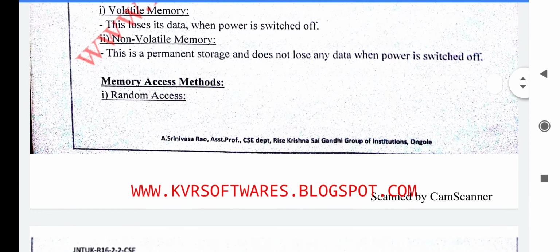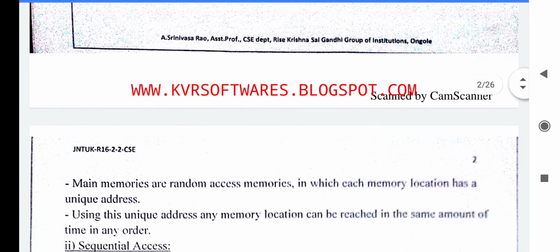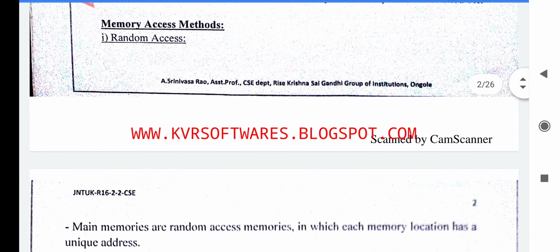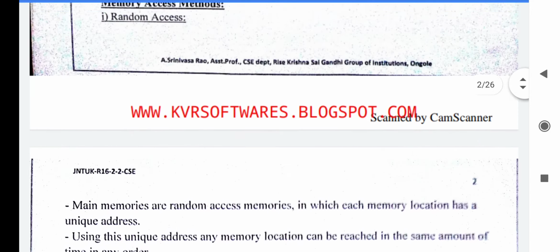Next, memory access methods. And how can we access the memories? We can access the memories in the following ways: random access, sequential access, and direct access.